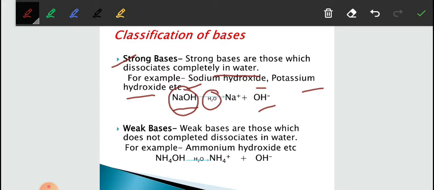And weak bases are those which do not dissociate completely in water. For example, ammonium hydroxide. Ammonium hydroxide does not liberate its ions properly, so it is a weak base.